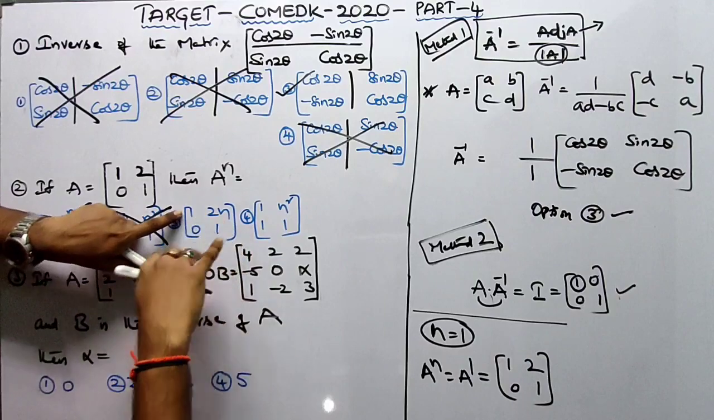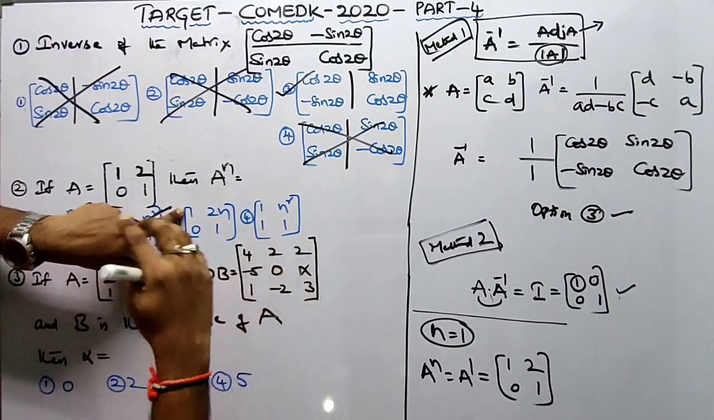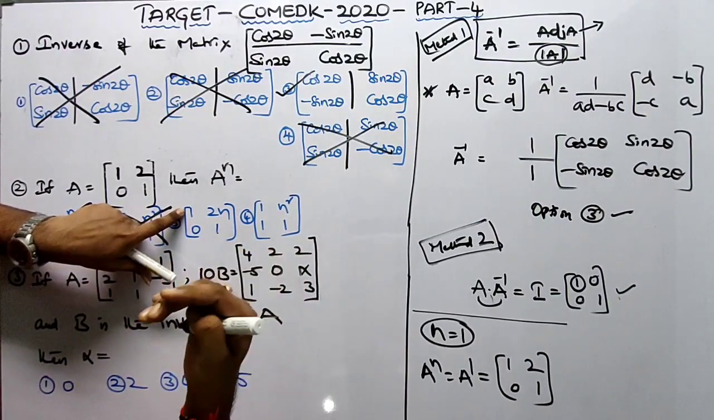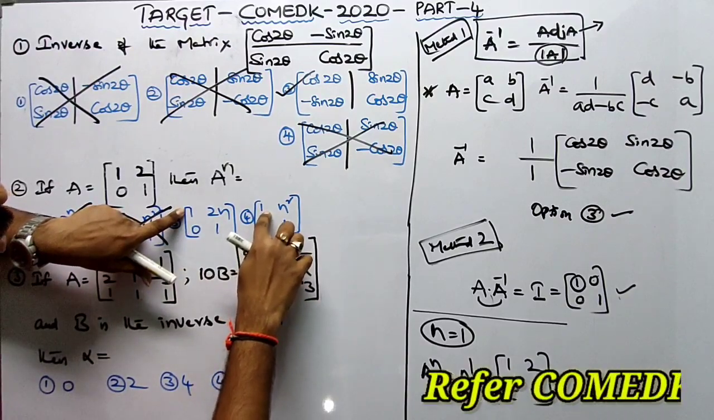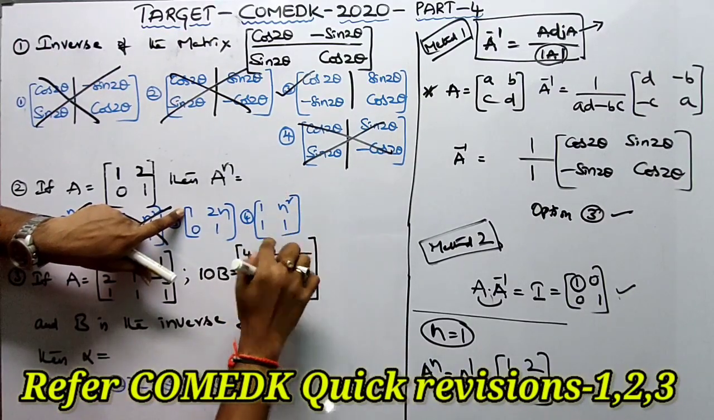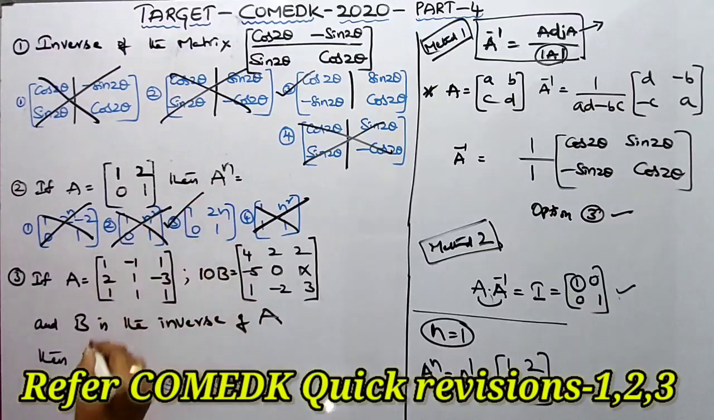Don't pick the answer, just check the remaining options also. Then if it is more than one option, you are going to check for n equal to 2. Then coming to here, 1 square is nothing but 1 1 1 1 1. This is also a wrong answer. Then obviously the third option has the correct answer.